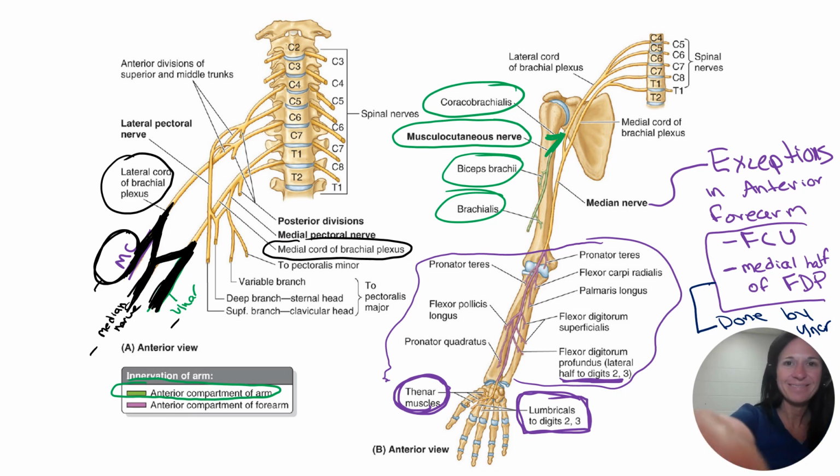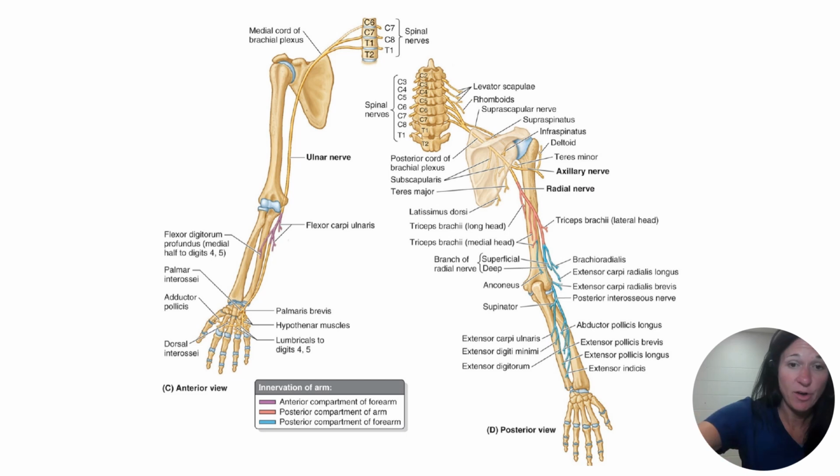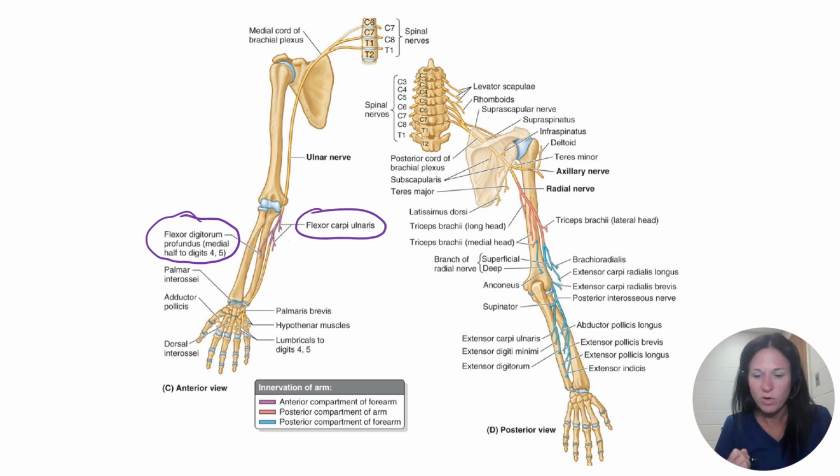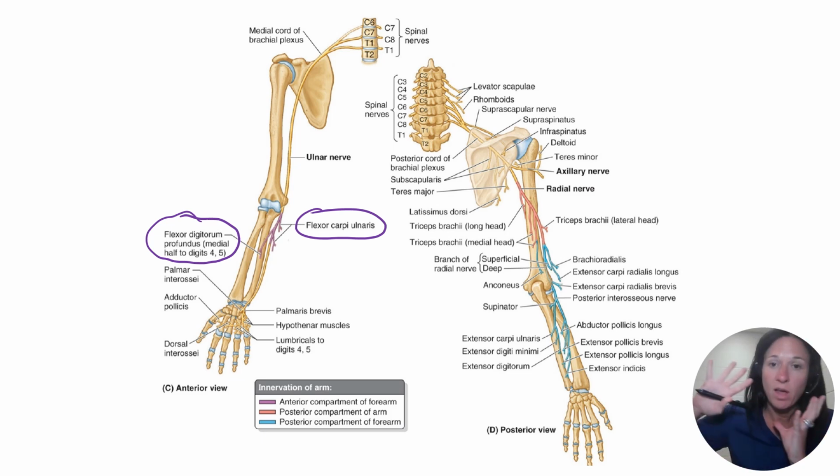get there. Now here we can see the ulnar nerve, which we know does flexor carpi ulnaris within the anterior forearm, because that was one of the exceptions for median, and the medial half of flexor digitorum profundus. But now let's focus on the posterior. Okay, so we had the posterior divisions merged to form the posterior cord, which then gave us the axillary and radial nerve as terminal branches.